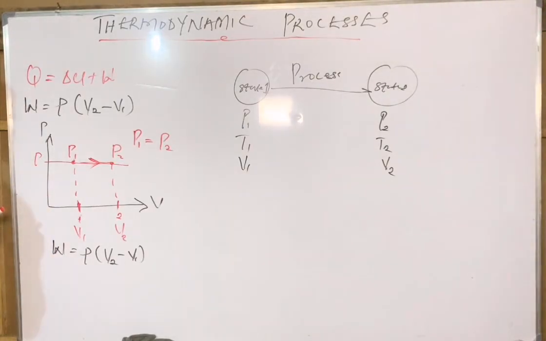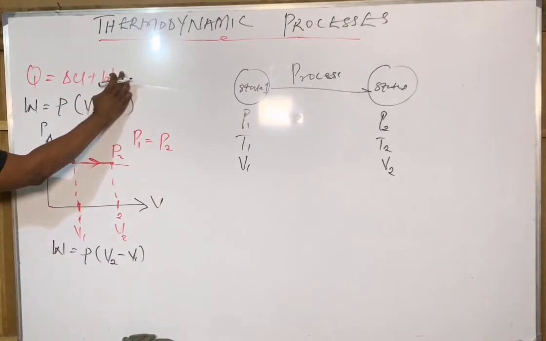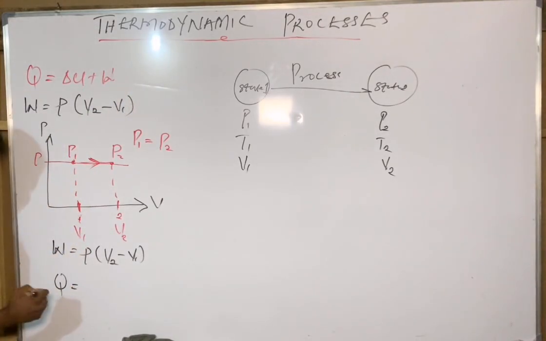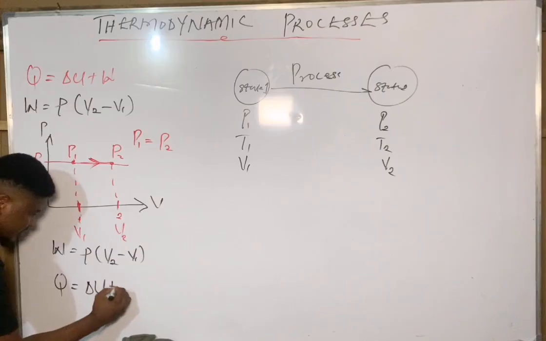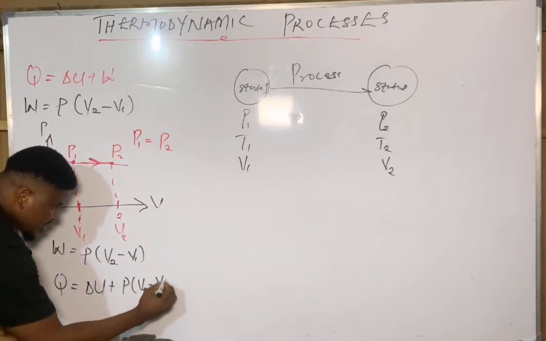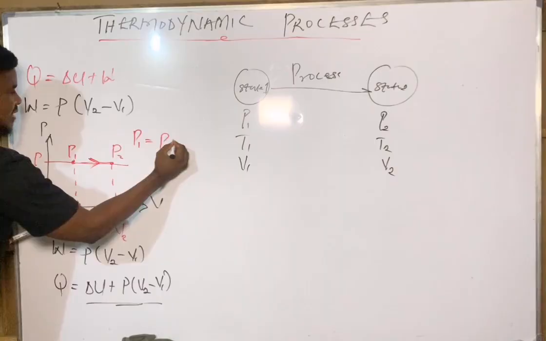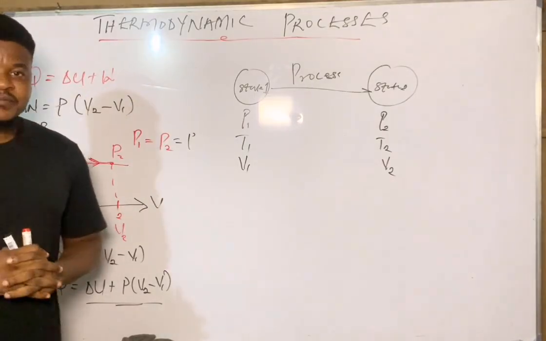Okay, so for the isobaric process, from the first law of thermodynamics, if we plug in this equation for work done here, we simply have that the heat supplied for an isobaric process equals the change in internal energy plus P multiplied by (V2 minus V1), keeping in mind that P2 is equal to P1, and that can simply be P.